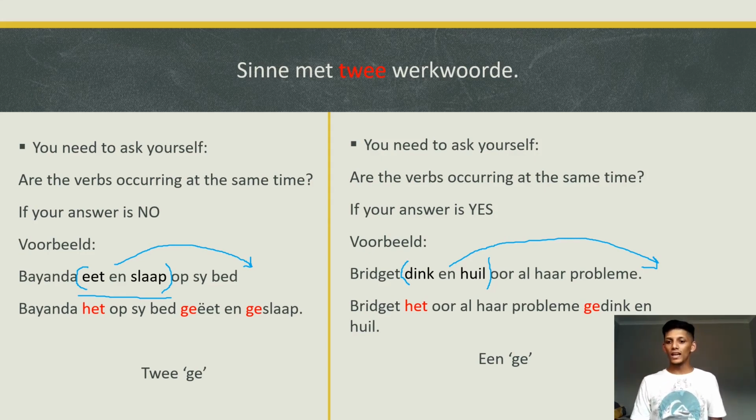So here, the first verb, please, it's important. The first verb, die eerste werkwoord, sal 'n ge kry. The second verb will remain as it is. So your final answer will be Bridget het oor al haar probleme gedink en huil. Bridget thought and cried about all her problems. So it will receive 1 ge.